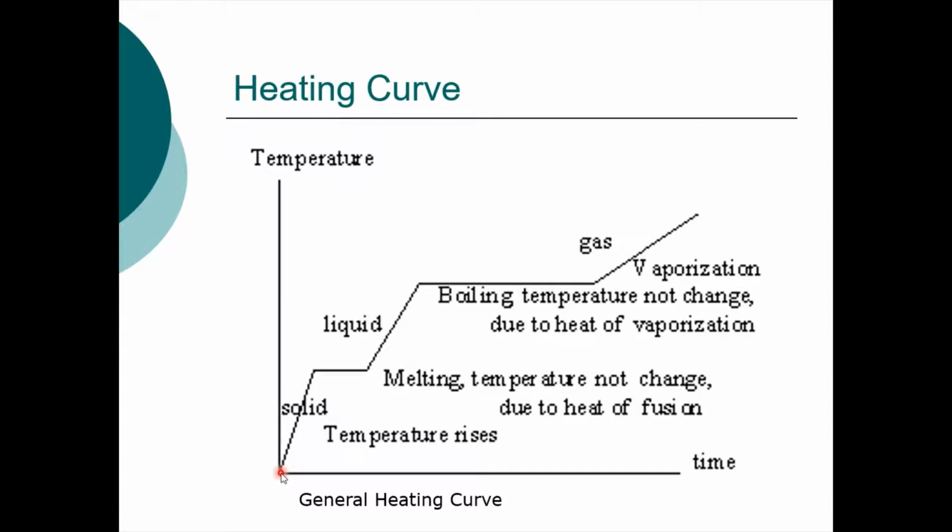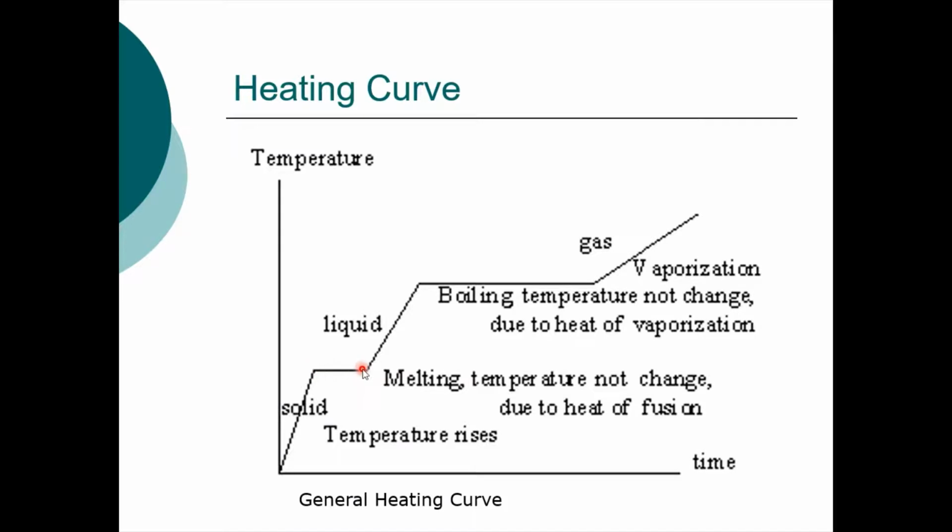You have ice at negative 110 degrees, and you start heating it up consistently. Its temperature is going to go up. And the slope of this line is going to be based on the specific heat capacity of the substance, till you get to the melting point. And then once you get to the melting point, notice how this flattens out.